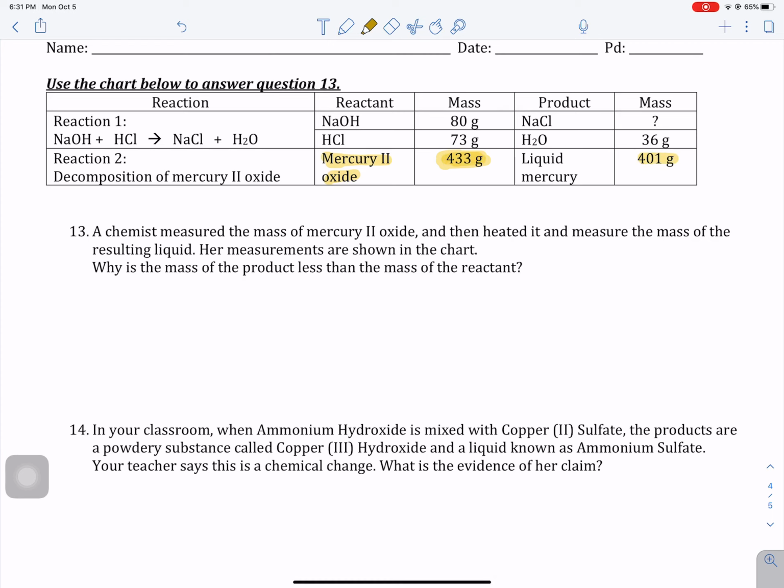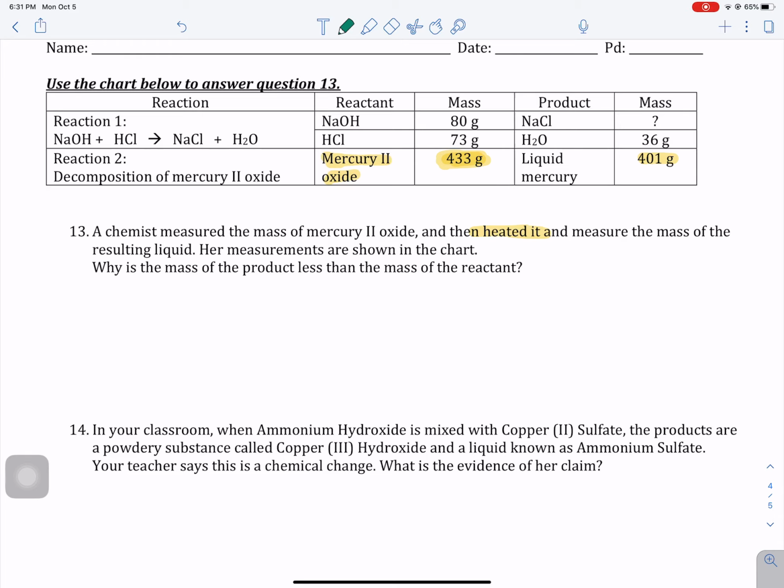So her key word here is heated it. If you heat something up, gas can escape into the atmosphere. So of course it's going to be lighter. Okay, so that's going to actually be your answer. Why is the product less than the reactant?